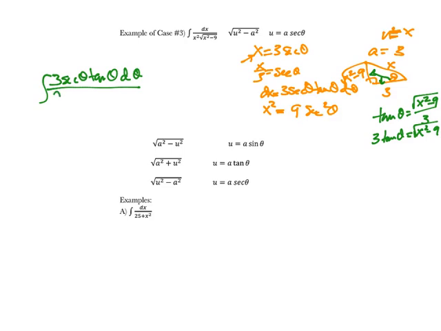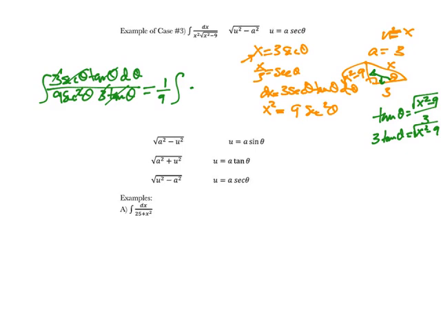over x squared, which is 9 secant squared theta, times the square root, which is 3 tangent theta. And simplifying, the 3's go, so I have a 1/9 left. Secant cancels with secant squared, so I have secant on the bottom and tangents completely go. So I have the integral of d theta over secant theta.